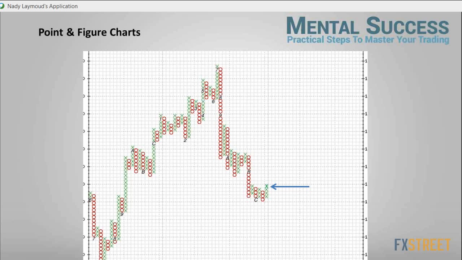So, to draw another X here, we need price to move up by 40 pips. It doesn't really matter if price moved up by 40 pips in the next 5 minutes or in the next 5 hours. If price moved up by 40 pips, we draw another X. If price moved up 39 pips and reversed directions, then we do not get to draw another X. By now, you can see why point and figure charts are time independent.